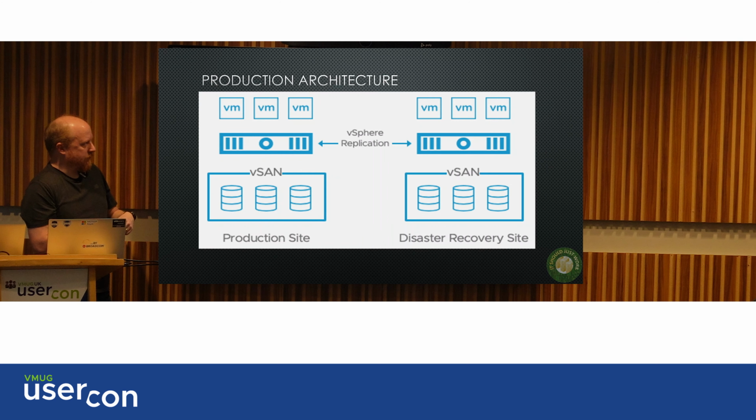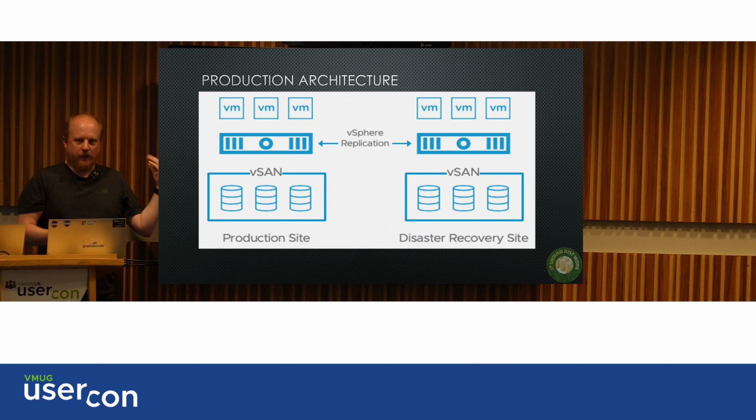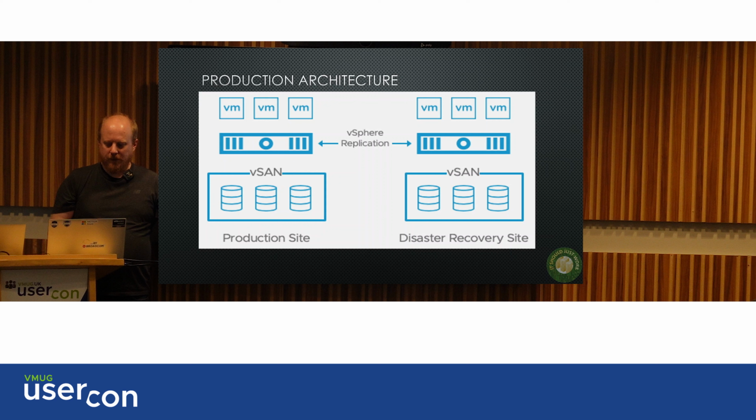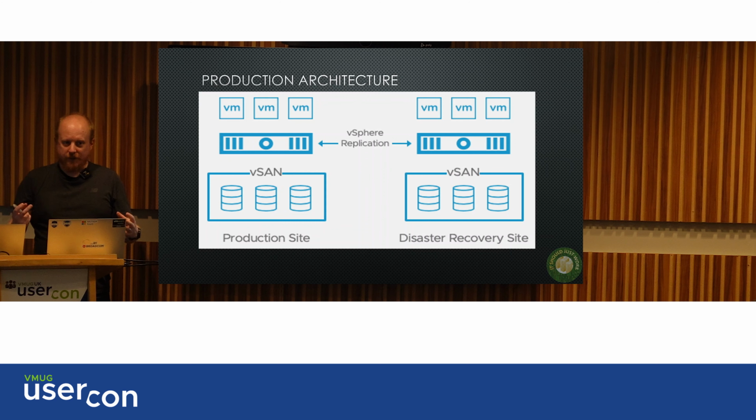So what does it look like? This is taken from the VMware website, and you have two sites. You'd probably have multiple hosts on each side, and VMs are replicated from a production site to a DR site, although you can go both ways.